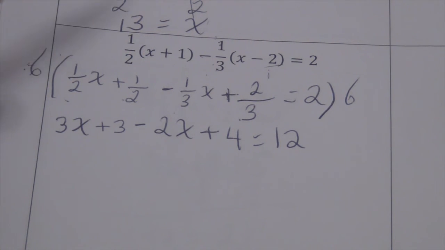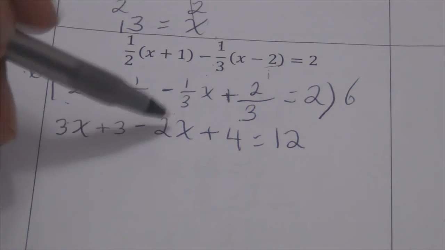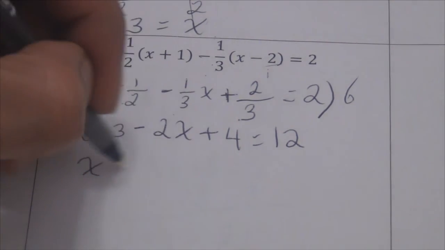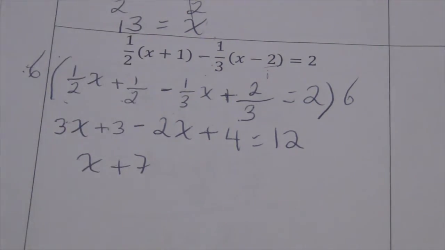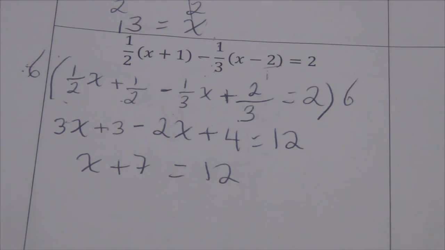All right. Now, do I have like terms on the same side of the equation? You bet I do. 3x and negative 2x, so that's 1x. Then 3 and 4, that's 7. Okay, and now that's 12. And then it turns into the easiest equation in the world.